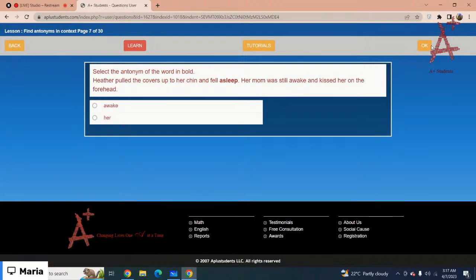Okay, Heather pulled the covers up to her chin and fell asleep. Her mom was still awake and kissed her on the forehead. So, which is the antonym of the word asleep? You can find the antonym in the sentence. Her mom was still awake and kissed her on the forehead. So that would be awake. Awake and asleep are the antonyms. That would be awake.